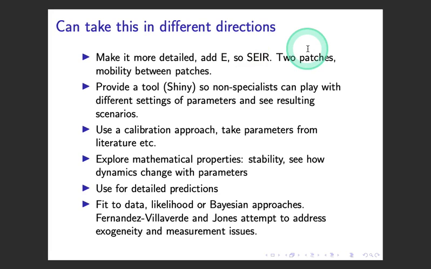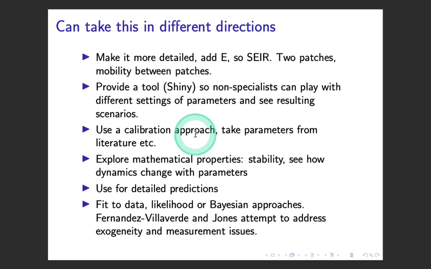Now this basic model is built on, and you can make it more detailed. You can add an exposed class, so people don't get infected immediately, and that's one of the complications of the coronavirus. You can have people in two patches and mobility between patches, and you can see how things play out. You can make this detailed, include health infrastructure variables, and then non-specialists can play with different settings of parameters and see resulting scenarios. So get an intuitive feel for how things may affect something else.